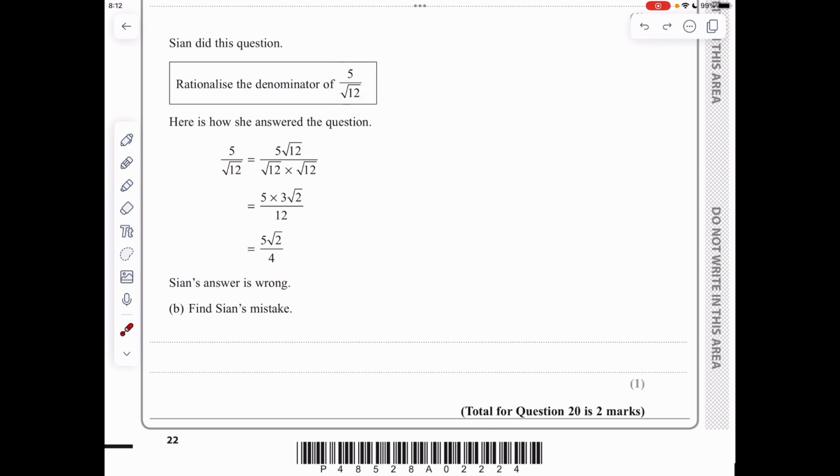We're then told that Cyan was asked to rationalize the denominator of 5 over root 12, and we need to find the mistake again here. So Cyan started off by multiplying by root 12 over root 12. He wrote root 12 as 3 root 2, and that's actually the mistake because root 12 is not 3 root 2. Root 12 is root 4 times root 3, which is 2 root 3, and that's the mistake made.